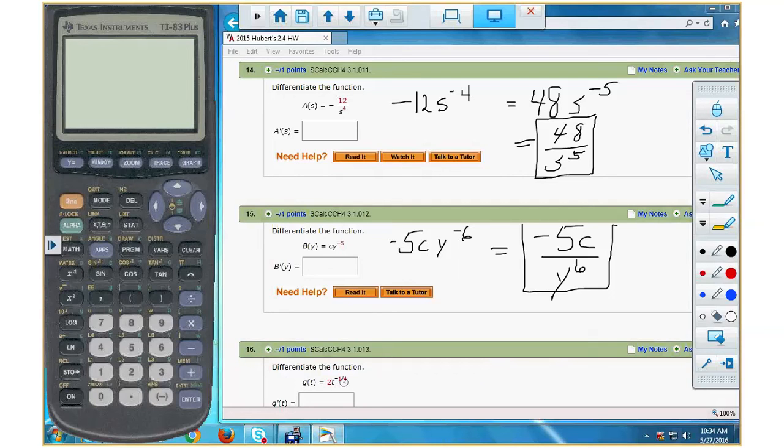This one, it's already in the way that you need it, but the only thing that'll give you a problem here is the negative fraction exponent. So that's negative 1/4 times 2 over 1, t to the negative 1/4 minus 4/4.